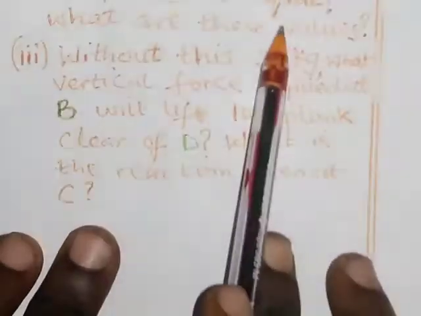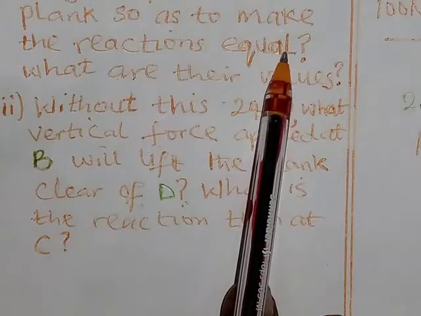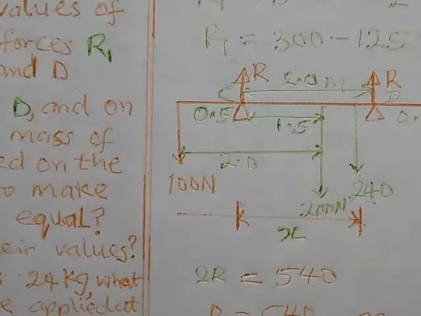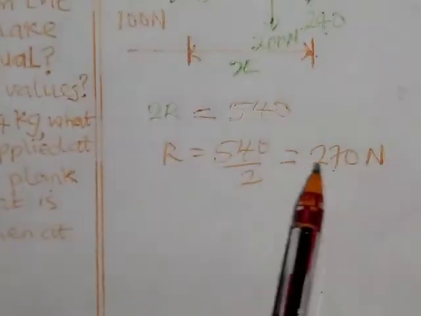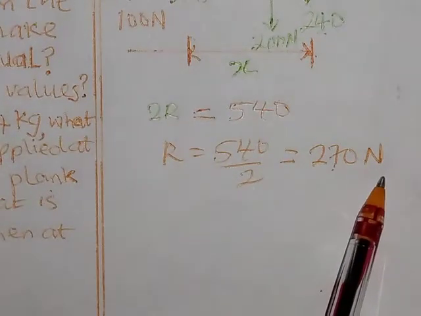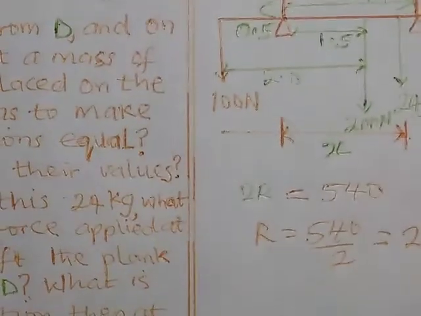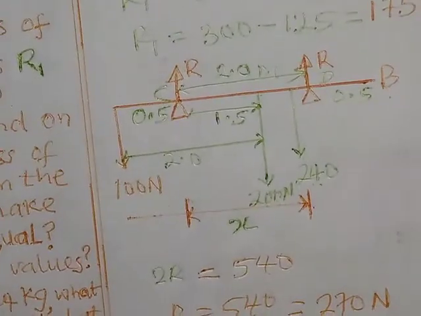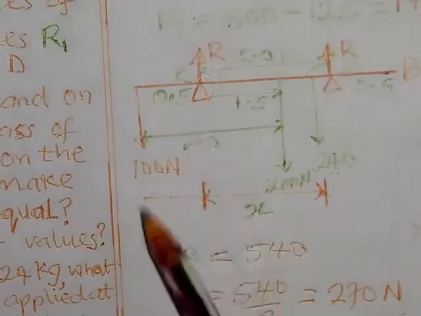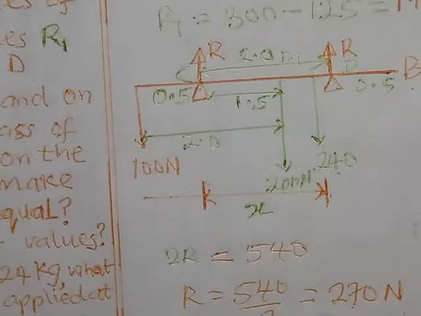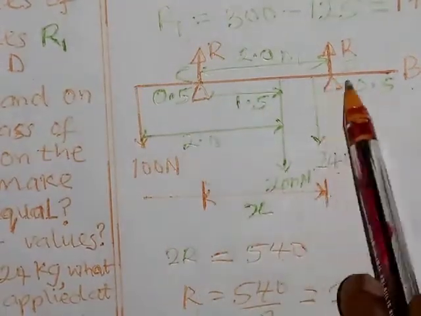Now remember they asked in that question, what are the values of the reactions at these 2 points here? So since they are equal, their values are simply 270 Newton. So that is the value we have for that. Now the next thing you have to do is to calculate the distance. So I'm taking moment about C, and that's why I have already taken the distance between this point and this point to be X.